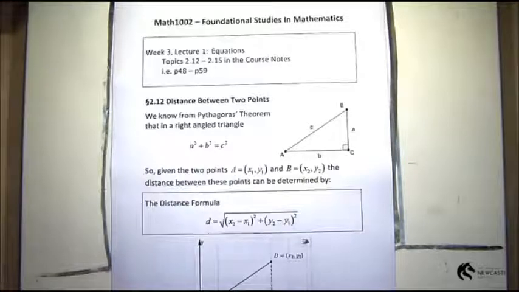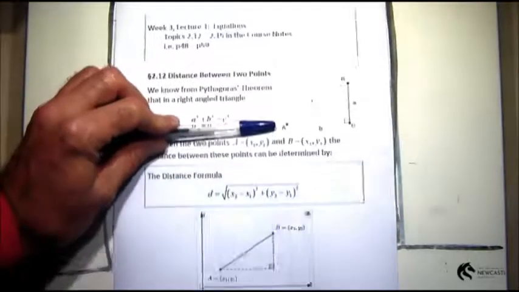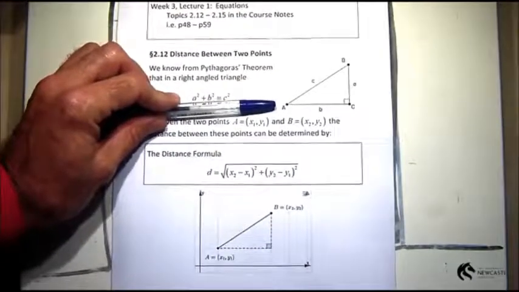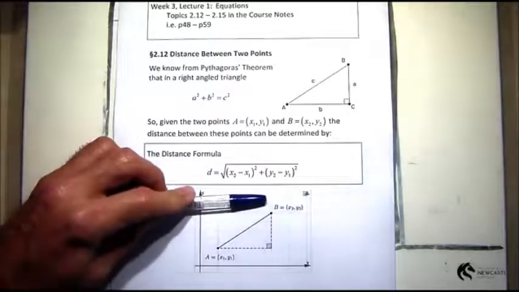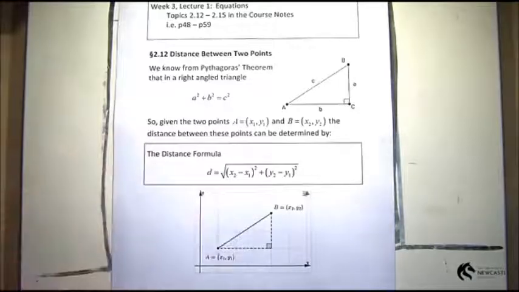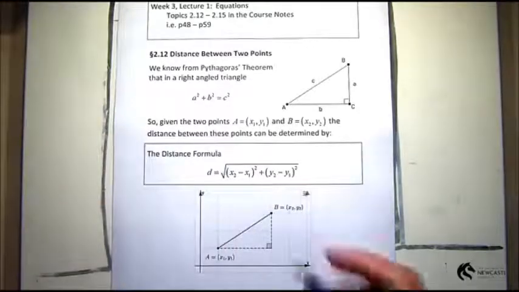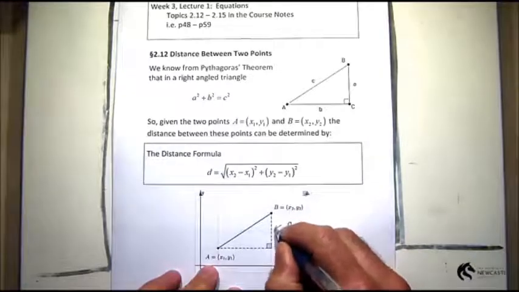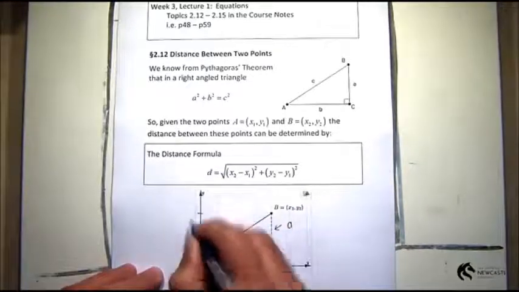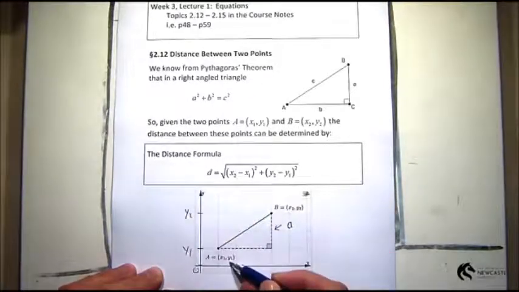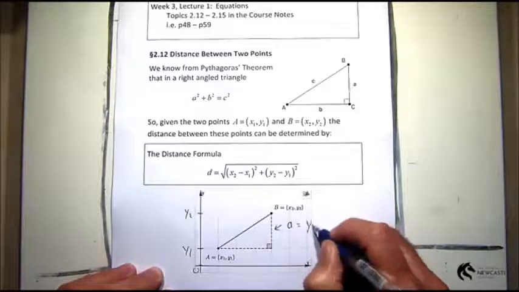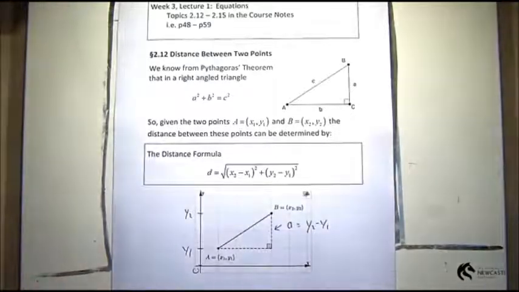That's Pythagoras' theorem. So if I let point A, if I slide this up a little bit, point A have coordinates x1, y1, and I let point B have coordinates x2, y2, then the length of side A here, if I call that side A, well, I know the length from 0 to there is y2. I know the length from 0 to there is y1 because that's the y coordinate of A. So this will be y2 minus y1. That will be the length of side A.